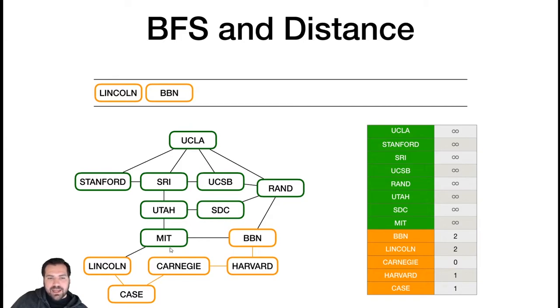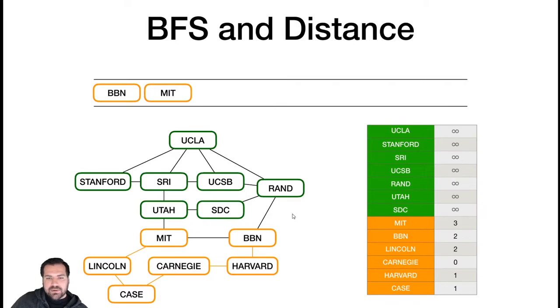Lincoln, we're going to find MIT. And MIT, what's the distance to MIT? Well, where did we come from? We're exploring Lincoln's neighbors right now. Lincoln has a distance of 2. Pop that up by 1. The distance to MIT must be 3.